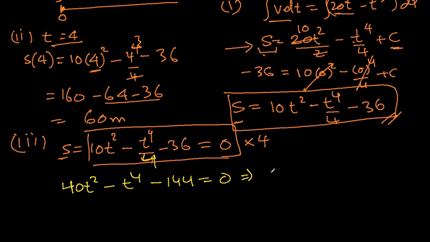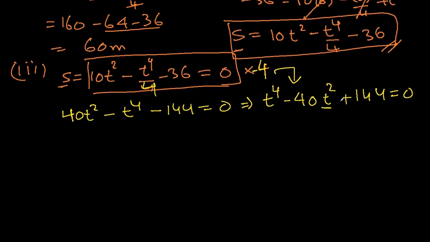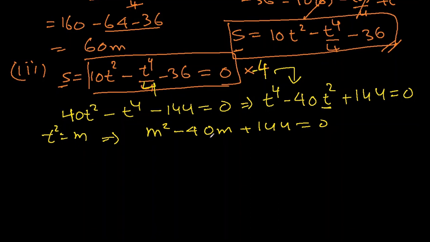Let's rearrange it and change the sign of all of them. So t⁴ first, then minus 40t² changes its sign, and then 144 also changes its sign. All three change sign. We can do that. Actually, we multiplied by minus 1. We could have multiplied by minus 4 earlier, so we would get the same answer. Now, you can use your calculator to find the value of t². Let's take t² equal to m. So our equation becomes m² minus 40m plus 144 equal to 0.